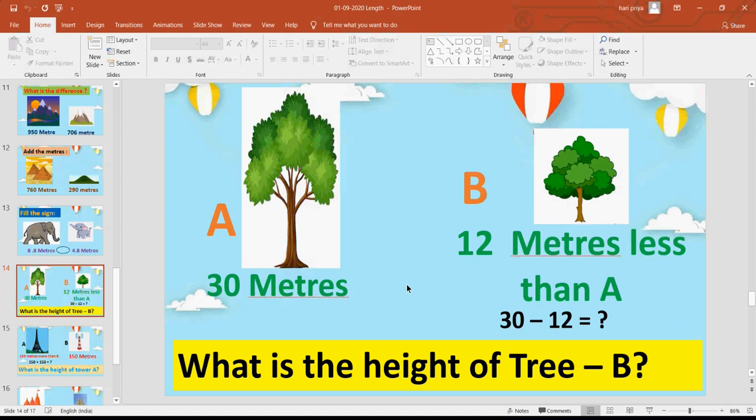Okay, I think Vanika is clear now. And Ranav, please take your answer. So the answer is 18. So the height of the tree B is 18 meters.